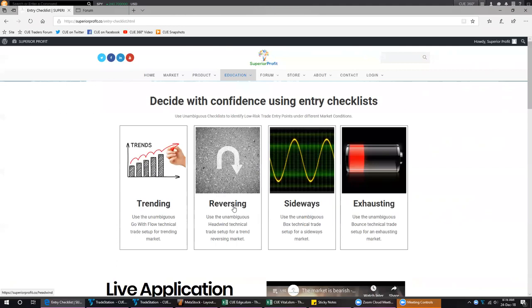One is in a reversing market where we use the unique Q headwind reversal signal to take reversal trades. In sideways market, we try to catch the bottom or the top of the sideways range, that is using the box trade setup. And in exhausting market, where a stock has dropped suddenly and sharply, maybe because of earnings disappointment, and it has hit support and is starting to go up. If all those conditions are true, we can take very low risk bounce long opportunities in exhausting markets.